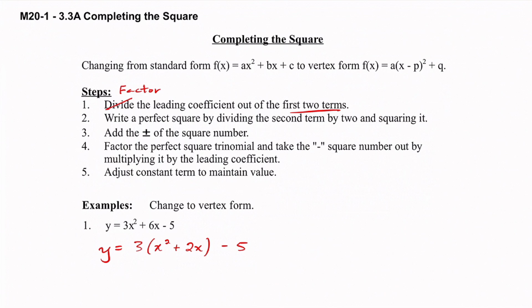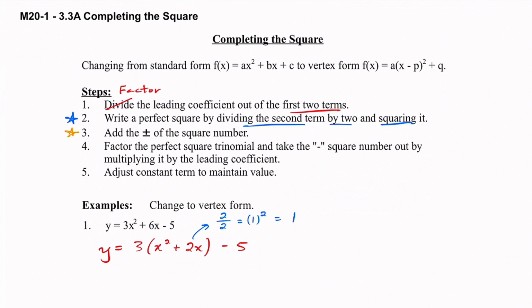Now I'm going to do this in a different color. I'm going to take that number right there, so this is step number 2 that I'm now doing. It says divide the second term by 2 and then square it. So I take 2, divide it by 2, that gives me 1, and then I'm squaring this, and we just get 1. So now that I have that number, we can move on to step number 3.